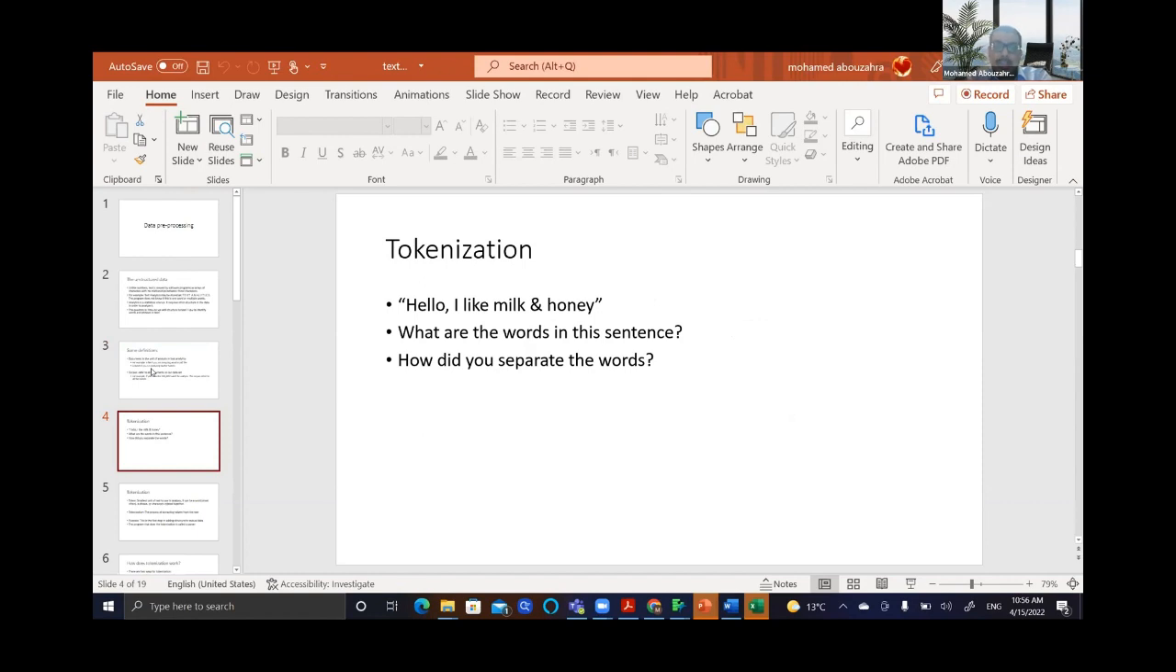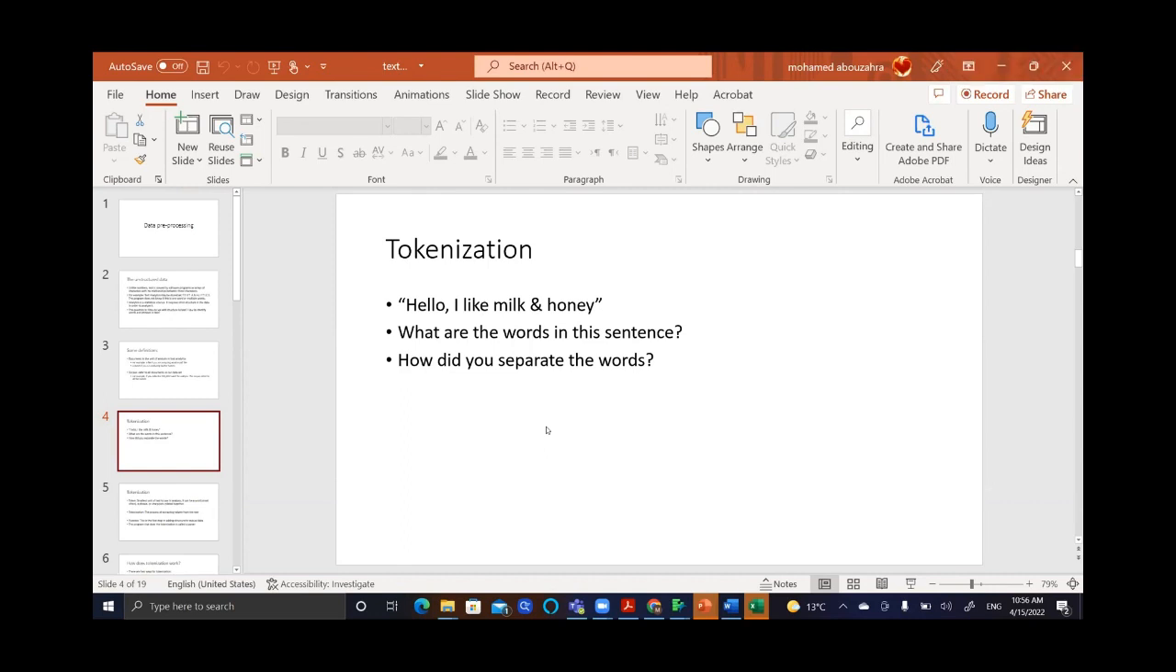Tokenization. To understand it, I want you to look at this sentence: Hello, I like milk and honey. If I tell you to identify the words here, how would you do this? I'm not interested in what the words are. How would you differentiate between the words in this sentence? How do you know hello is a word, I is a word, like is a word, milk is a word, honey is a word?